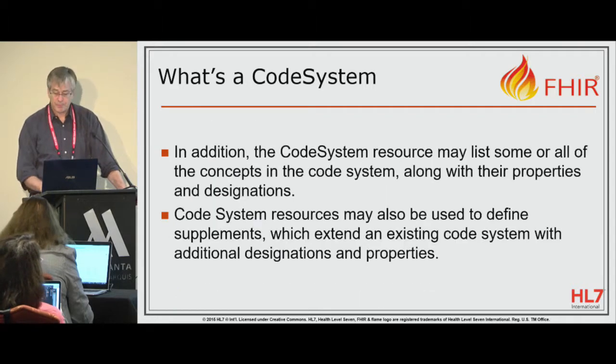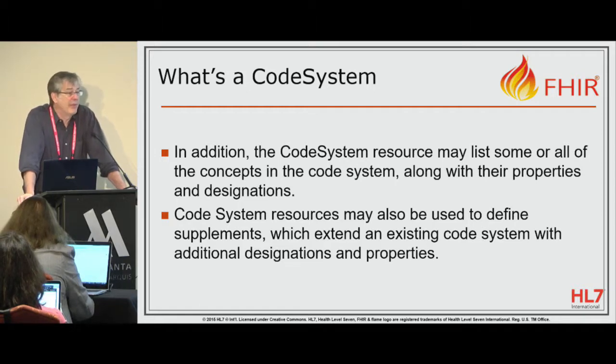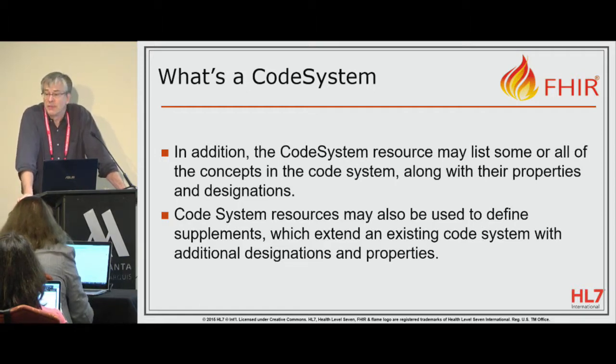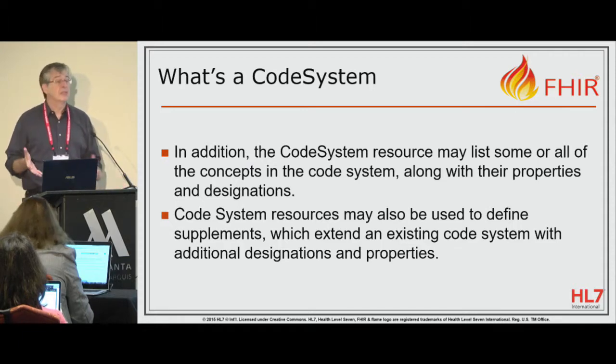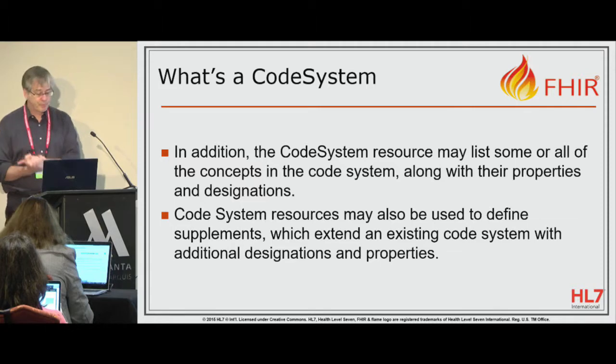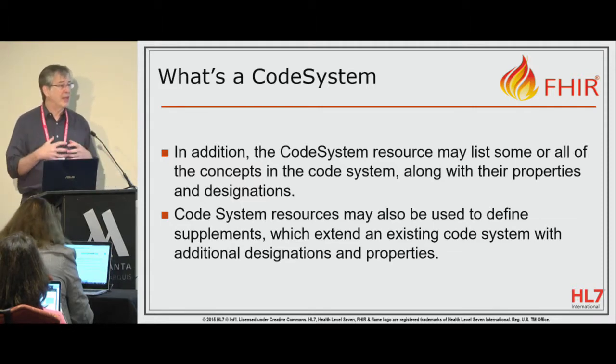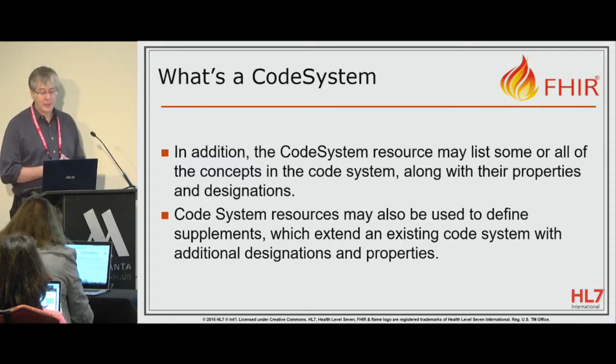In addition, you can list all or some of the codes, along with their properties and designations. So if it's an example code system, obviously you don't have to list every possible code, because people aren't supposed to use them all. They're supposed to create their own. Code system resources can also be used as supplements, so an extension to an existing code set, with existing designations or properties, so you can actually add these to an existing one.